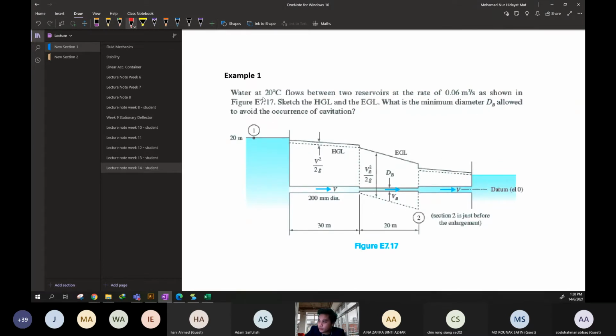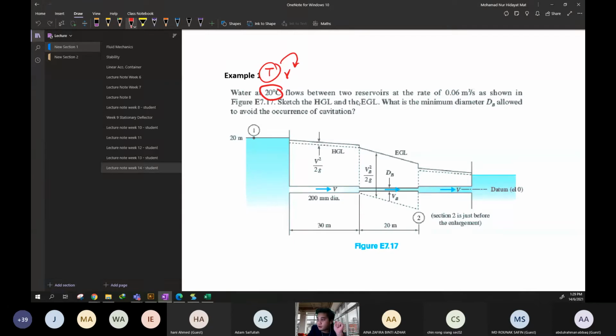Okay, the water at 20 degrees Celsius. When you look at this kind of question, first it gives the temperature. So what can you relate the temperature with, which parameter? Viscosity. Yes, perfect. Different temperature will give different viscosity. So indirectly, the question won't give you the kinematic viscosity. It will give you the temperature. This is an indirect question. So you need to refer to the table to find the viscosity.